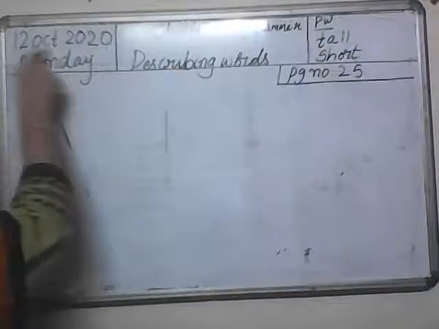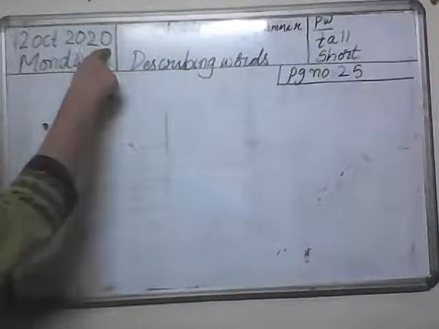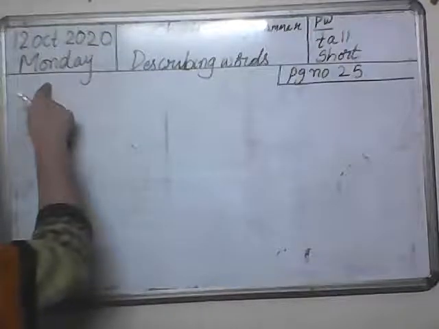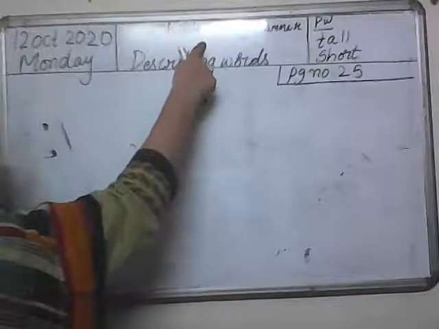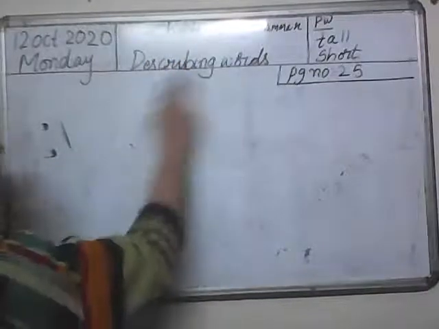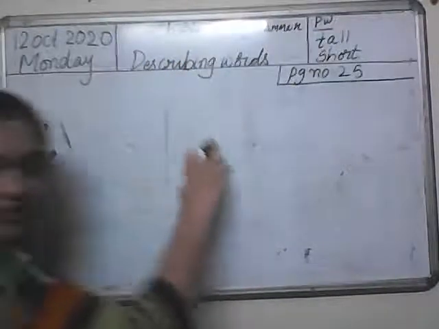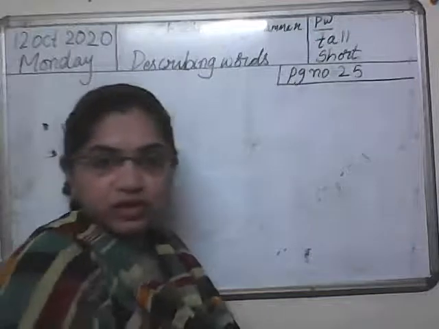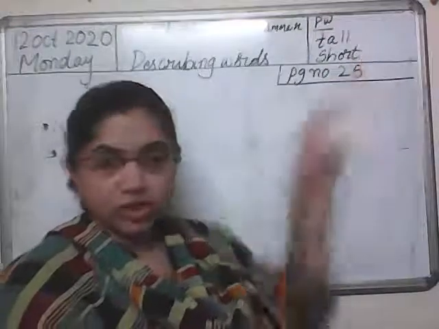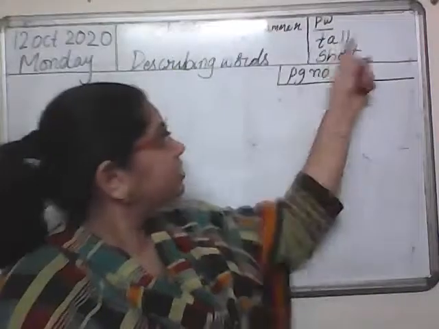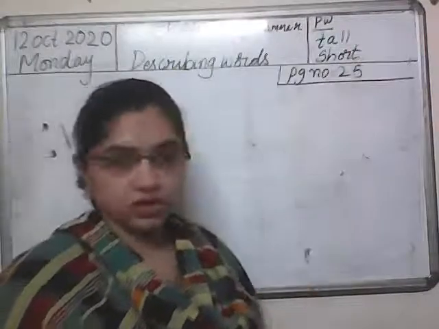Today is 12th October 2020 and the day is Monday. We are discussing our chapter 4 from English grammar, that is describing words. And the word for today is tall and short. Two describing words: one is tall and one is short.